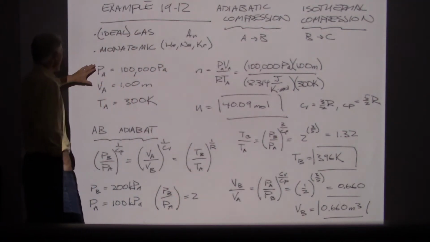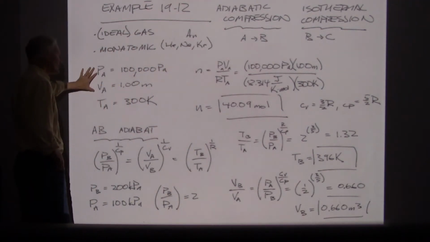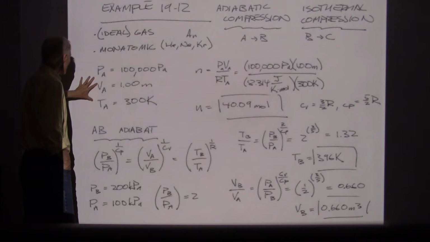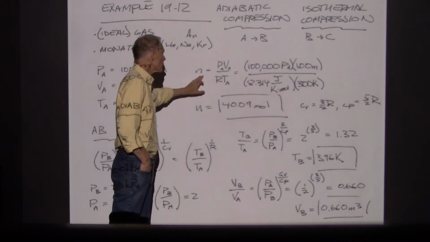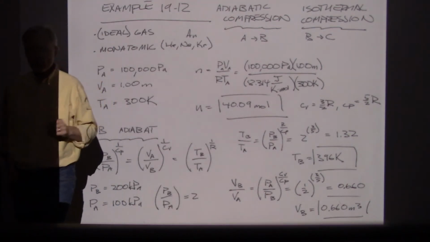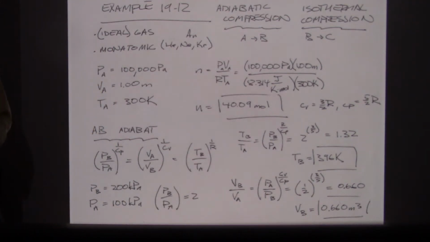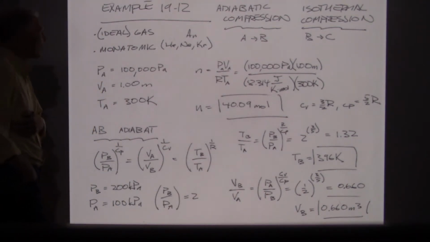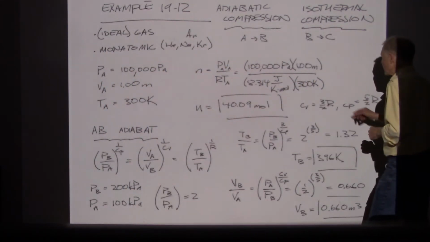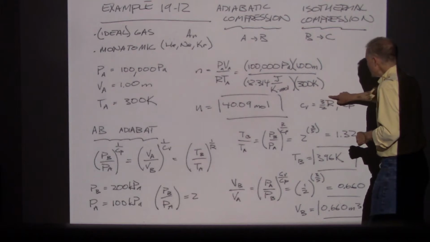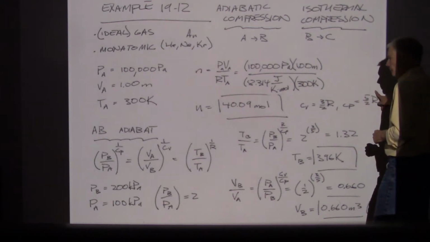Now what I can do for this is I can write down what's given. These numbers are given. That's enough information. I have the starting pressure, volume, and temperature. I can calculate the number of moles, and the number of moles comes out very close to being 40 moles. It's a little more, 40.09. Now the CV and the CP for a monatomic gas, the molar specific heats, are 3/2 R and 5/2 R.